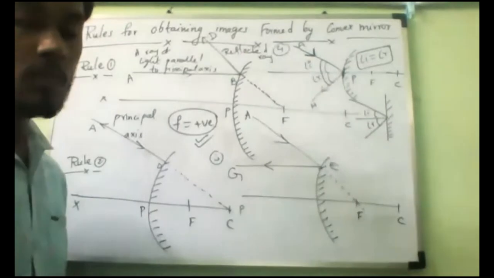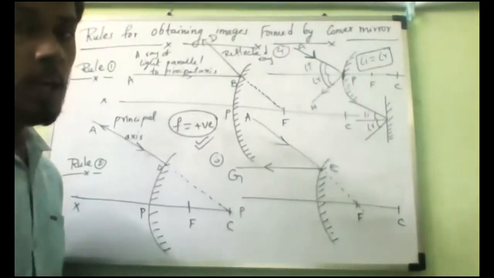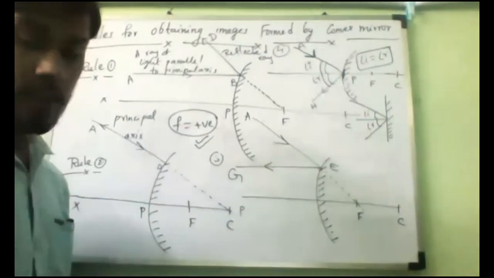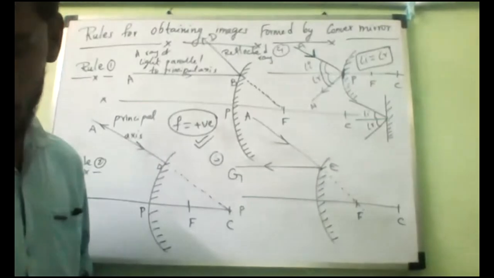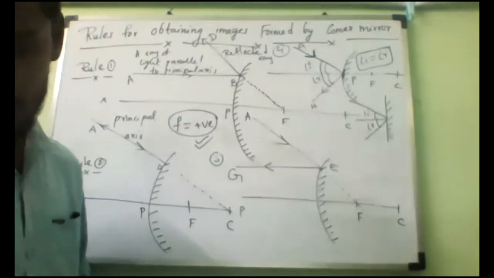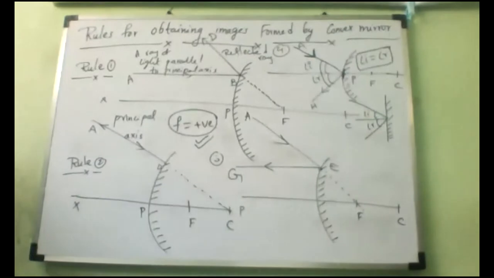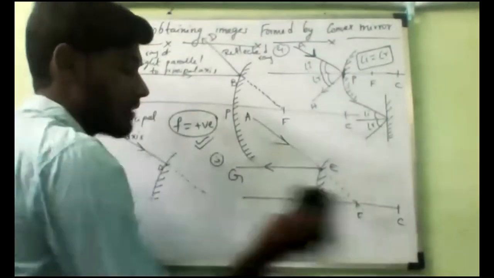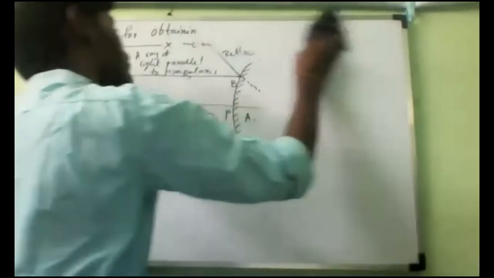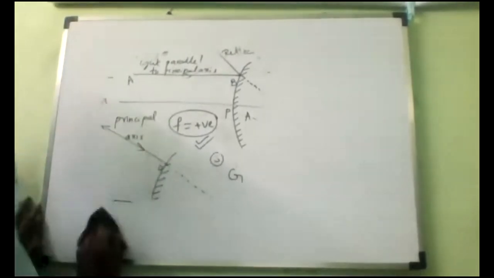Rule number one. All of you, write rule number one: a ray of light which is parallel to the principal axis. All of you should write. Without writing, without drawing, you will never become experts in ray diagrams. Unless we do a lot of practice. That is why you should be very smart, make ready with a pencil, eraser and all. Whenever I say, you have to draw fast.